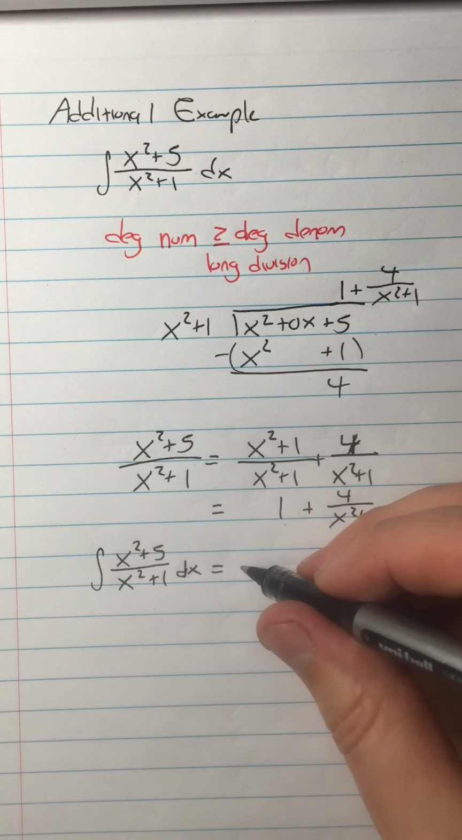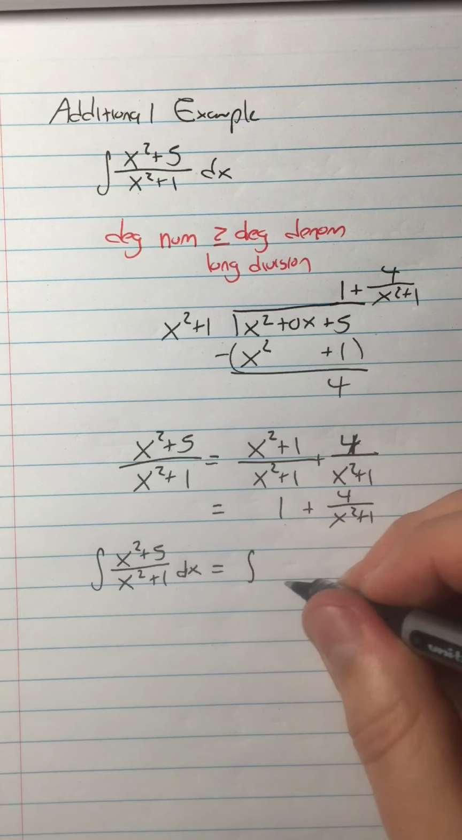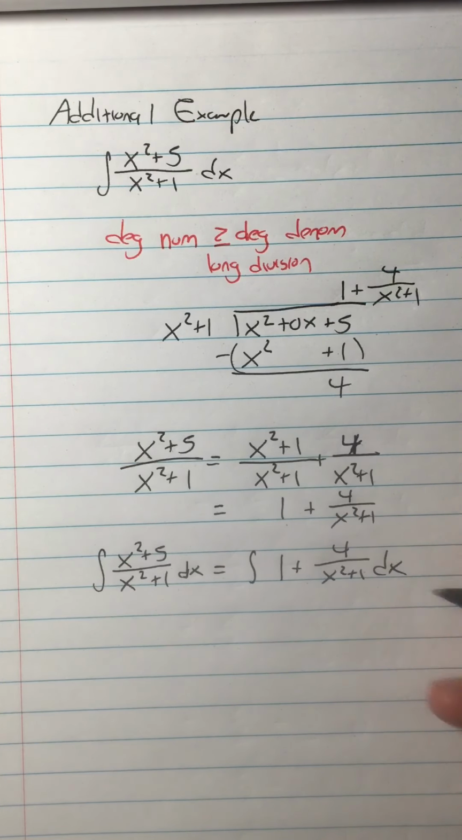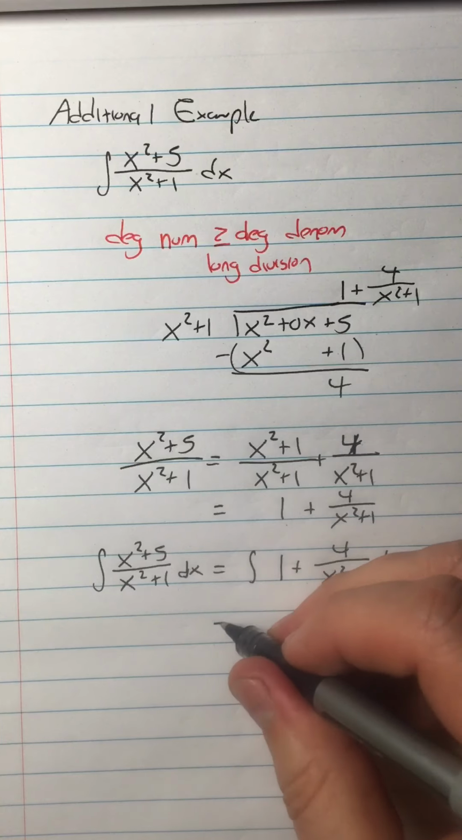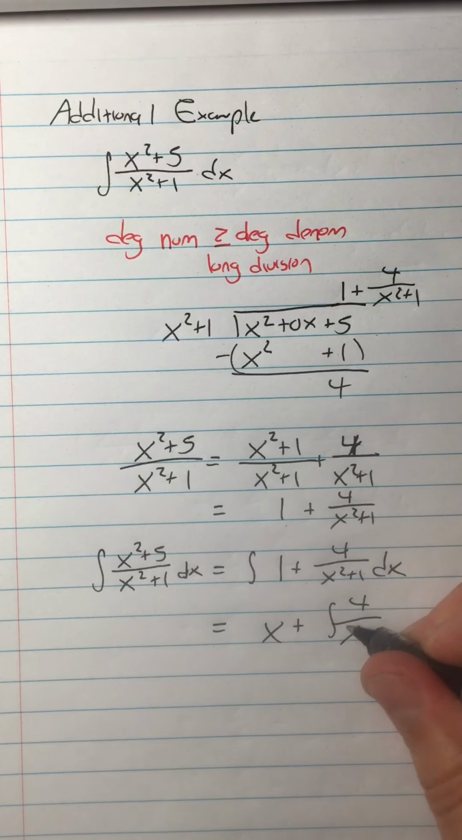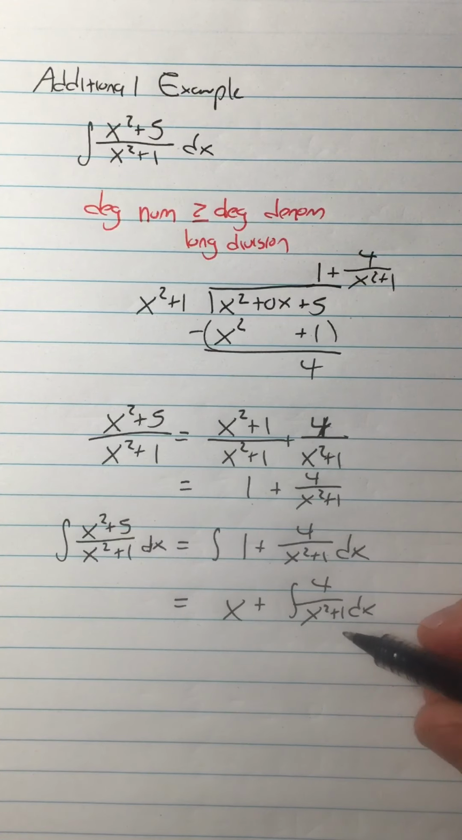The integral of x squared plus 5 over x squared plus 1 is equal to the integral of 1 plus 4 over x squared plus 1 dx. All right, so then I can do the integral of 1. That's pretty easy. It's x, and I have the integral of 4 over x squared plus 1 dx. Now, what am I going to do with this? I can't do du because du would be 2x. It doesn't match. I can't do partial fractions because the denominator does not factor.